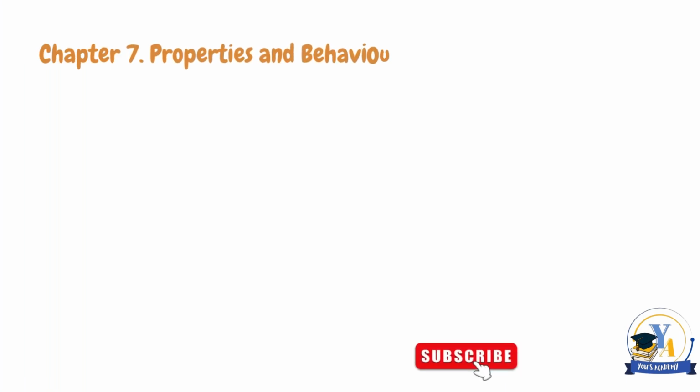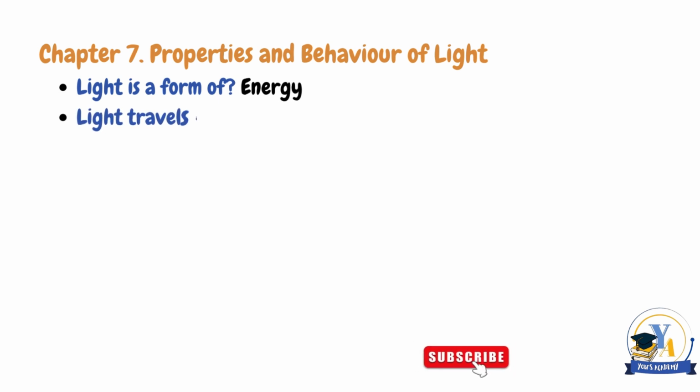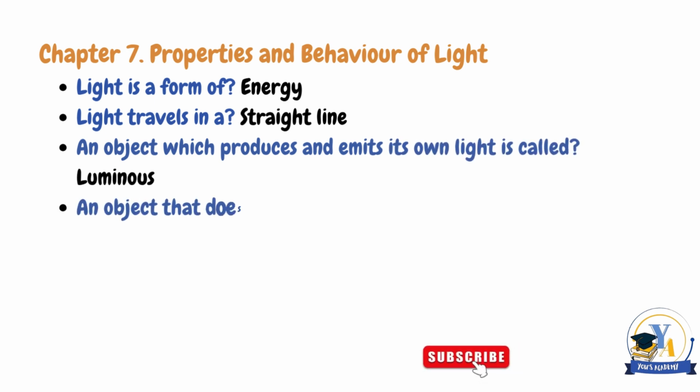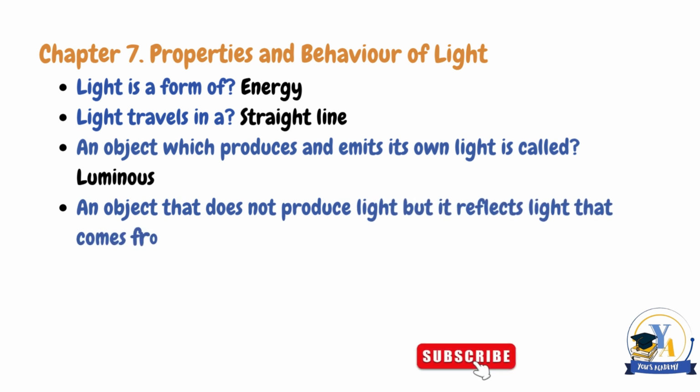Chapter 7 Properties and Behavior of Light. Light is a form of energy. Light travels in a straight line. An object which produces and emits its own light is called luminous. An object that does not produce light but it reflects light that comes from a luminous object is called non-luminous.